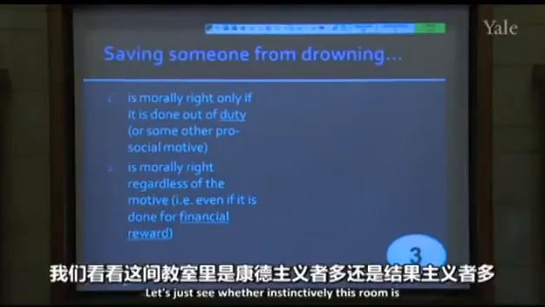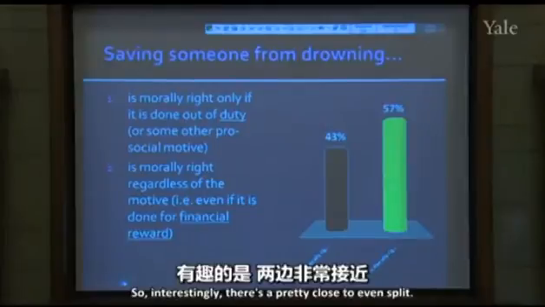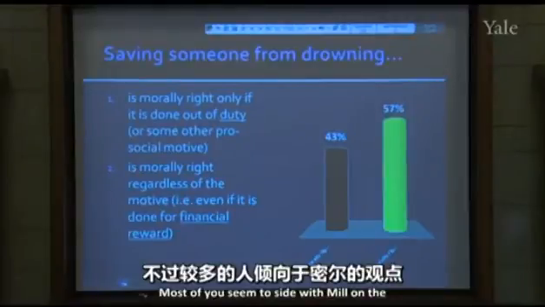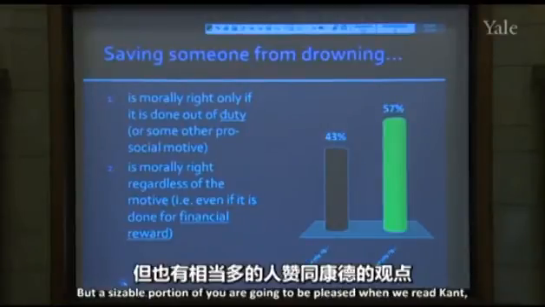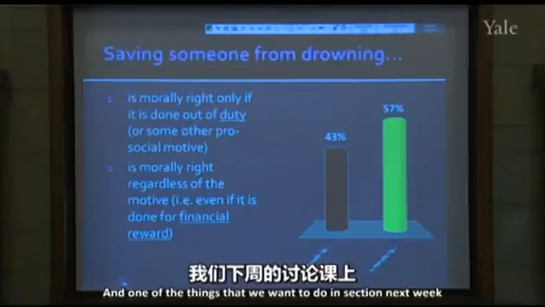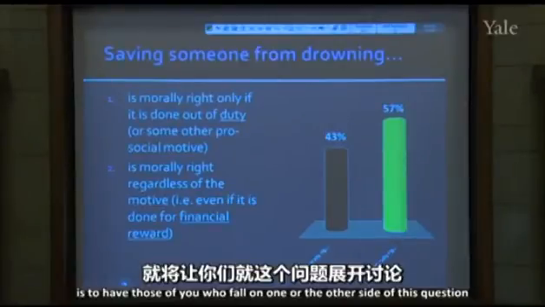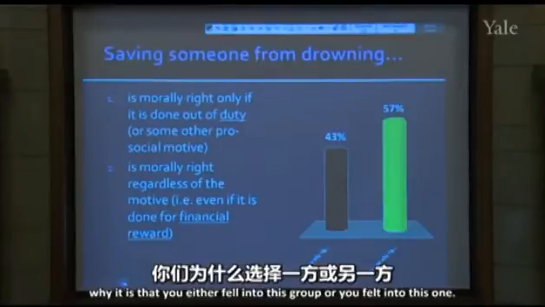Let's just see whether instinctively this room is filled with Kantians or filled with consequentialists. So interestingly, there's a pretty close to even split. Most of you seem to side with Mill on the question that an act is morally right regardless of the motive. But a sizable portion of you are going to be pleased when we read Kant, who gives the answer that you offer. And one of the things that we want to do in section next week is to have those of you who fall on one or the other side of this question talk through with others around you why it is that you either fell into this group or you fell into this one.